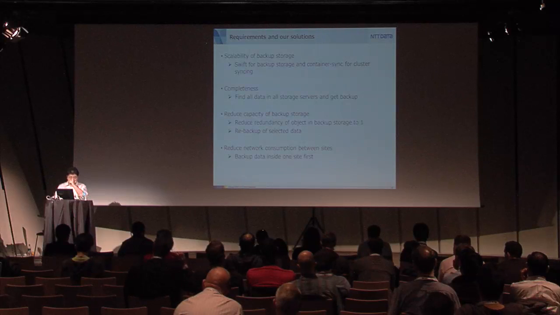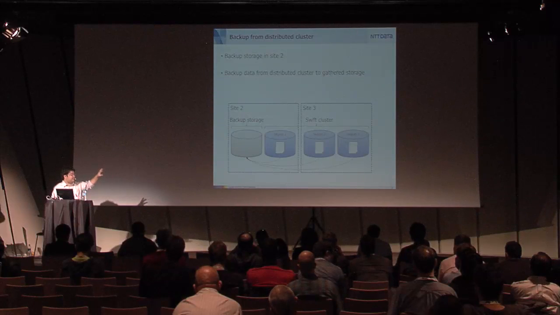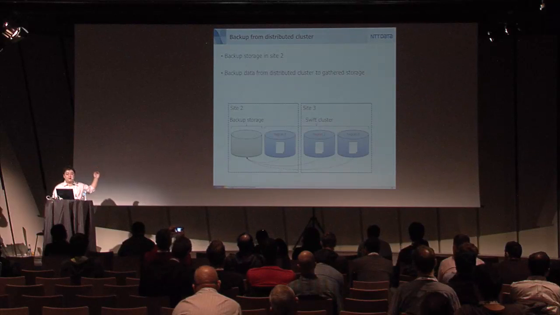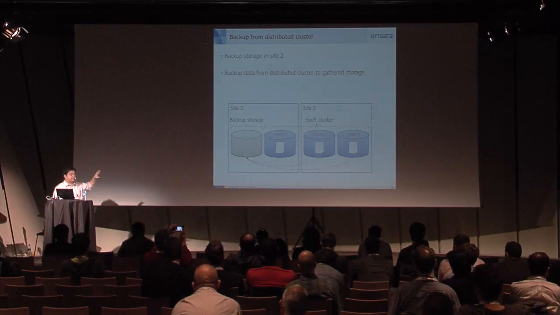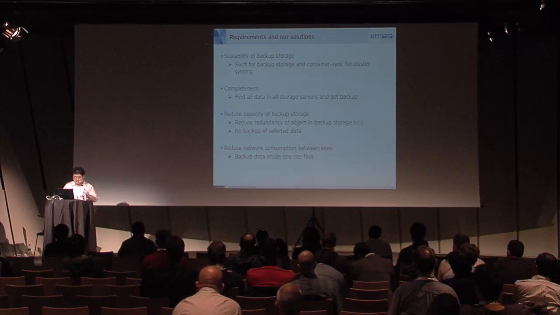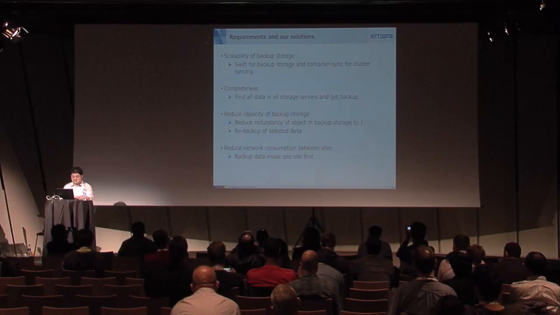The last one is the network consumption. As we showed in the previous slide, the primary Swift cluster is distributed over two sites, and we have to gather the data into the storage in one site. So in our backup system, we first back up data inside one site and then check data over sites.